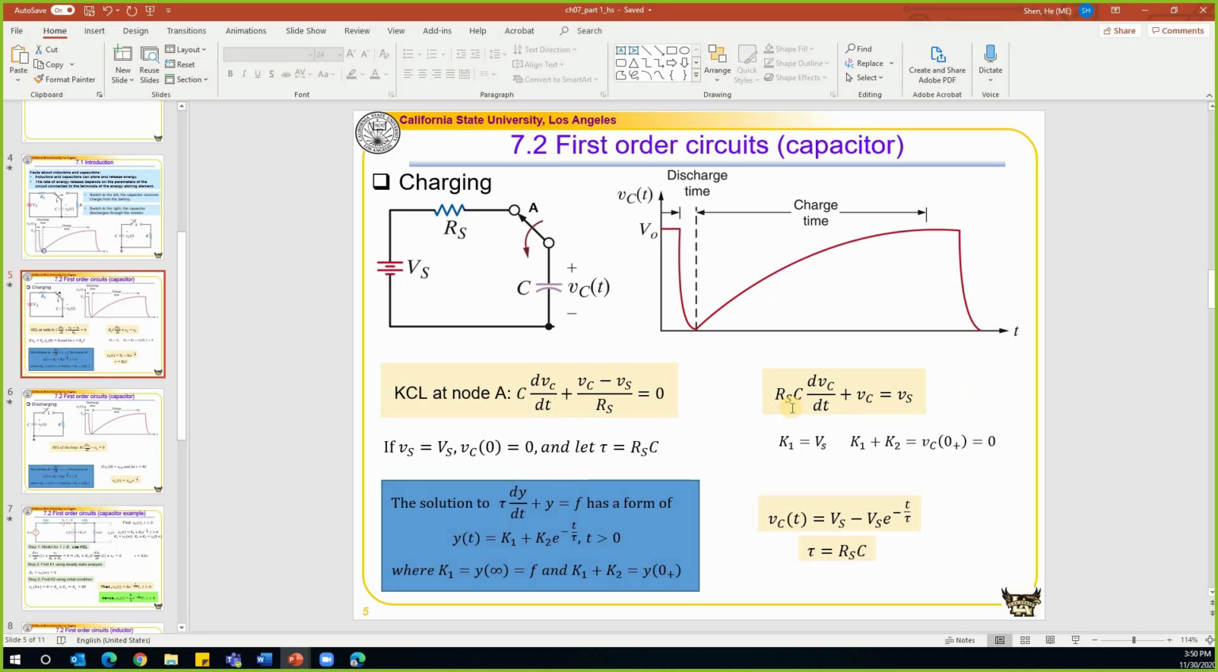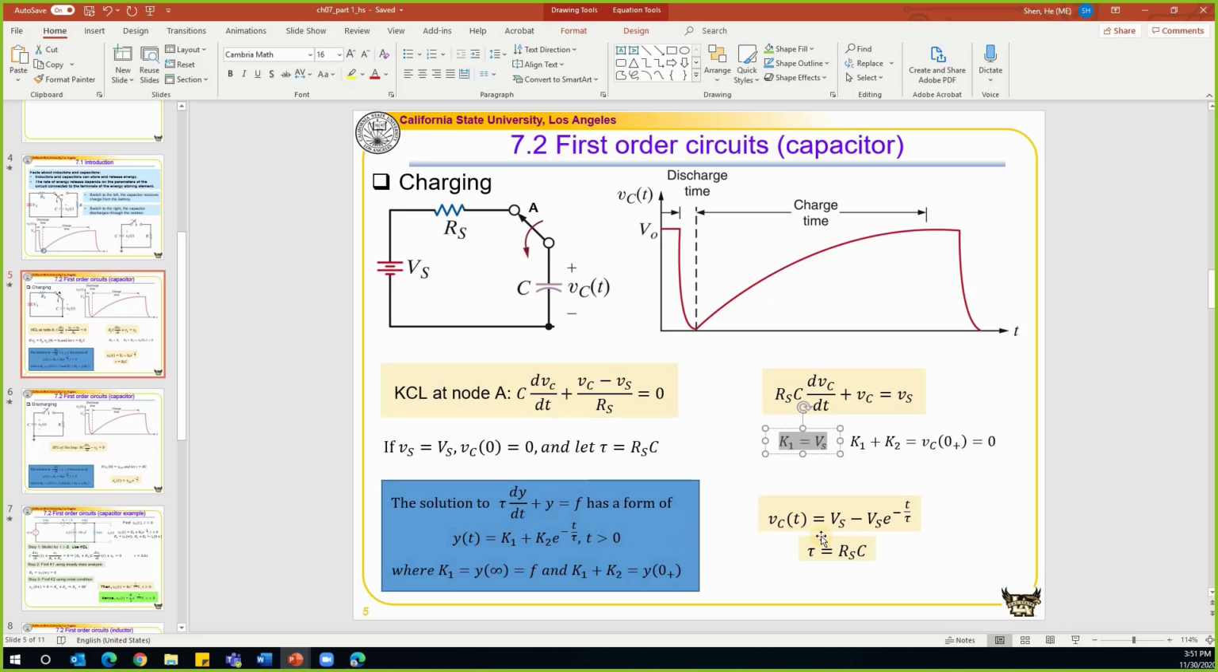Once we know this standard form, we know that the time constant tau will be Rs times C. So this is our time constant, right? At the same time, the solution will be of this form: V(t) is equal to K1 plus K2 times e to the power of negative t over tau. We also know that K1 is equal to the steady state value, which is equal to the constant on the right-hand side. So K1 is equal to Vs. At the same time, K1 plus K2 is equal to the initial condition y at t equals 0 plus. So K1 plus K2 is equal to Vc at time t equals 0 plus. We assume that it starts from 0, so this will be 0. So K1 is equal to Vs, K1 plus K2 is equal to 0. We can find K2 is equal to negative Vs.